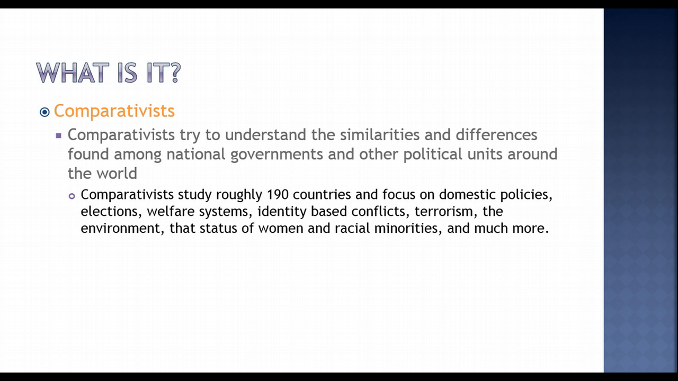Domestic policies are policies that take place at home. They could look at elections, welfare systems, so how are the people taken care of, how involved is the government, how involved is the government not. Identity-based conflicts, so we're looking at race, ethnicity, and religion. All of those different things play into identity-based conflict. Terrorism, which is a huge concept throughout the world. The environment: do countries take an active involvement in trying to protect the environment? Do they have policies, or do they lack policies to do that? The status of women and racial minorities, which plays back into identity-based conflict, but we also look at those as separate entities.